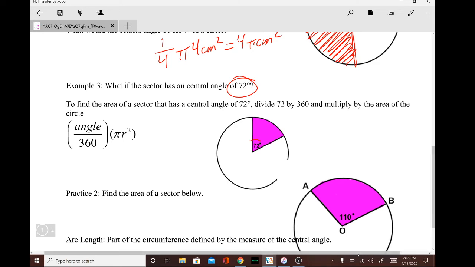Now, we need to convert this into a fraction. So we need to know what the whole puzzle piece would be, or the whole circle in this case. And we know our circles have 360 degrees in them. So this formula, angle over 360 times pi r squared, is going to allow us to find the area of any sector no matter what the angle measure is. So if it's 72 over 360, we can do 72 divided by 360 times pi. Let's keep that same radius, so times pi times 4 squared.